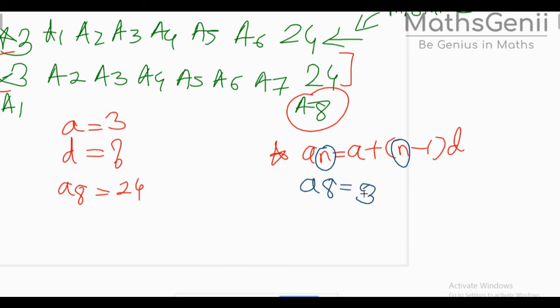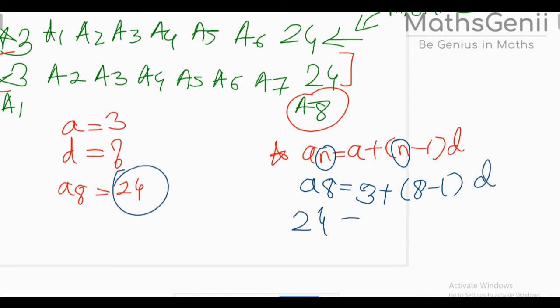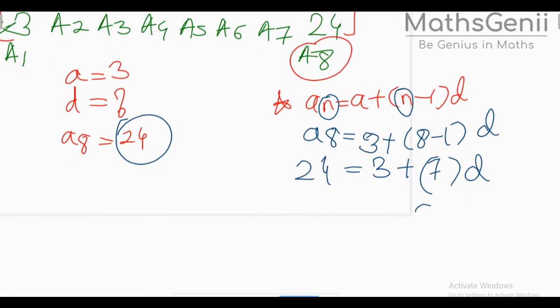A is what? 3. Plus (8 - 1)d. A8 value is 24. 24 = 3 + 7d. 8 minus 1 is 7, into d. 3 goes that side, it becomes 21. 21 upon 7 gives you 3. So d is 3. Correct? So d, you got it as 3.